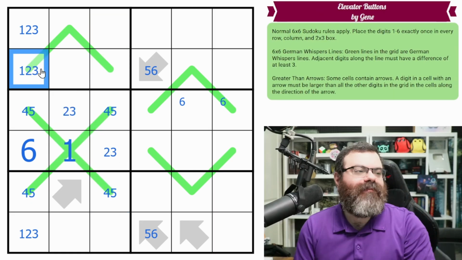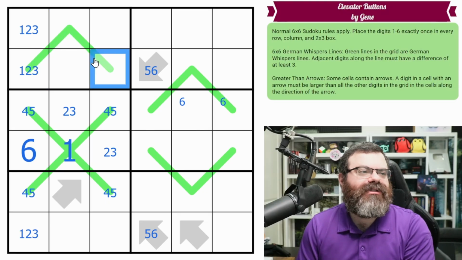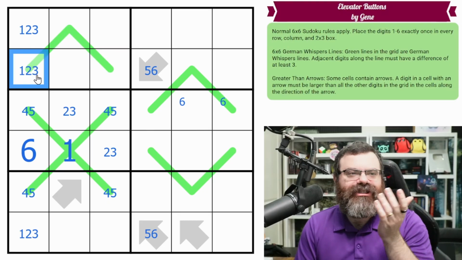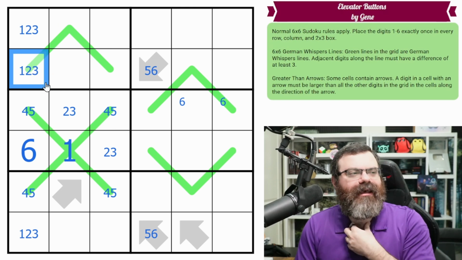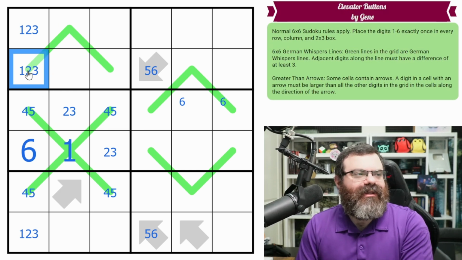So there's another property of German whispers we can use here, which is that they alternate low high. What do I mean by that? Well, a low digit is 1, 2, 3. A high digit is 4, 5, 6. So you just kind of split it down the middle. And we know this is a low digit because it's only 1, 2, or 3.